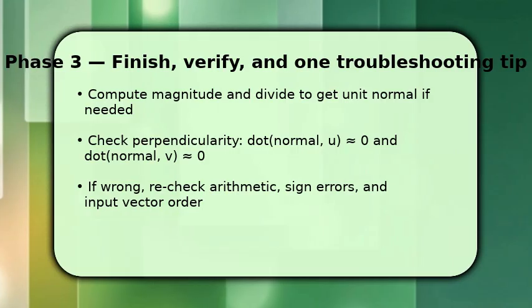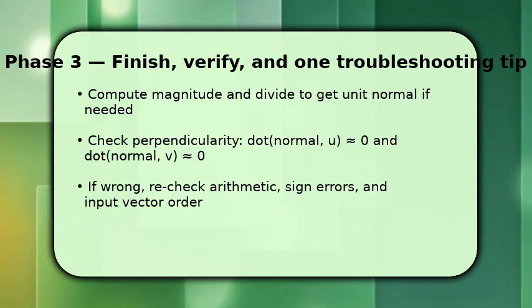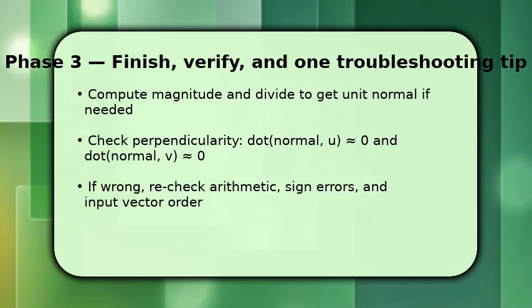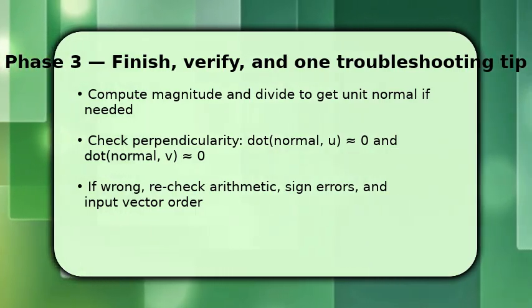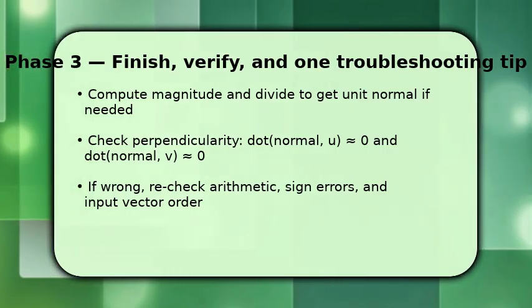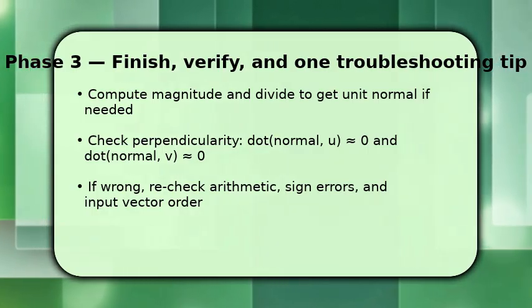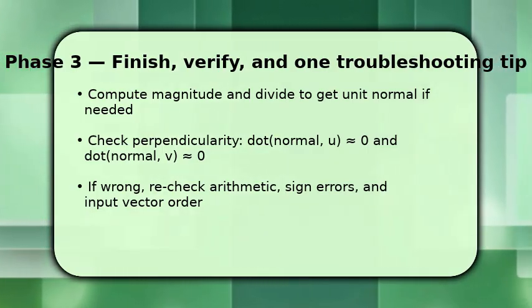Then verify. Dot the normal with each original vector. You should get 0 or numerical noise close to 0. If you don't, make sure to recheck sign conventions, expansion order, and that your original vectors were correctly entered. Order matters for orientation, but not for perpendicularity, so correct any arithmetic slip and recompute.